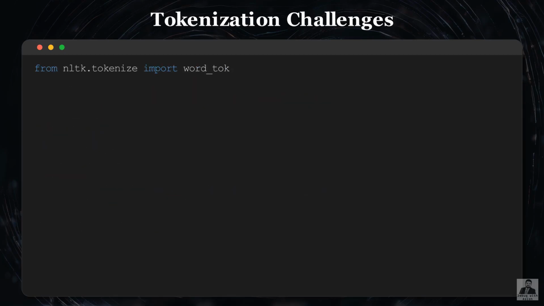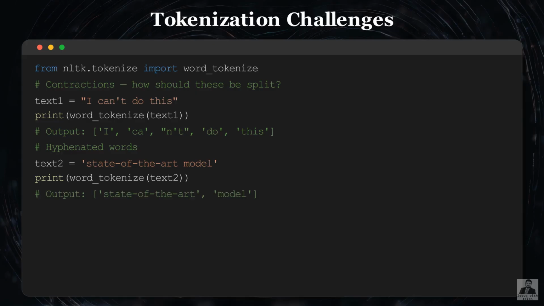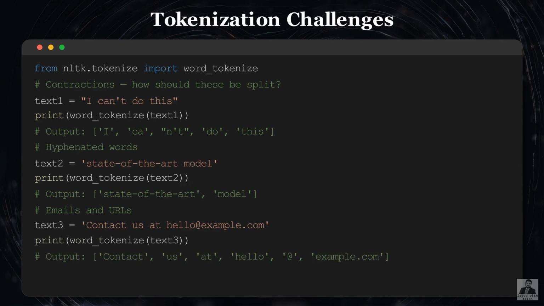Tokenization is not always straightforward. Contractions are a common challenge. The phrase "I cannot" splits into "I", "ca", and the fragment "n't". Different tokenizers handle this differently. Hyphenated words like state-of-the-art can be treated as one token or multiple tokens depending on context. Emails and URLs are another issue. Here, the email address is split at the @ symbol, which may not be what you want. Understanding these edge cases helps you choose the right tokenizer for your specific task.